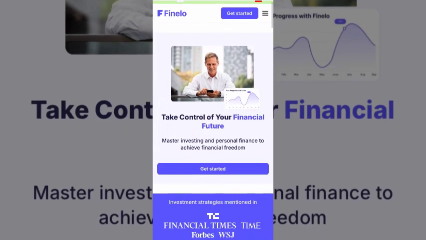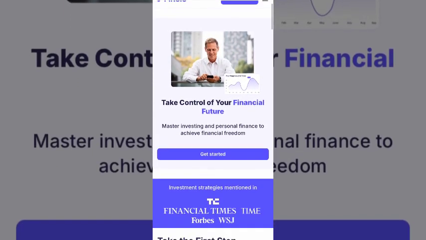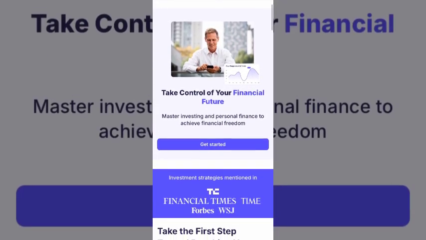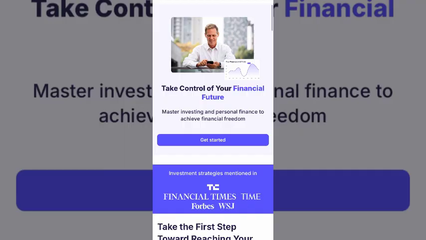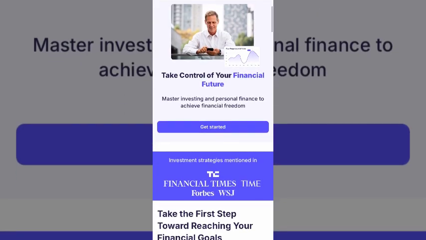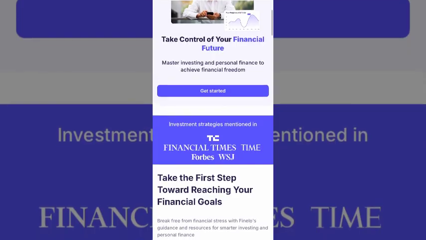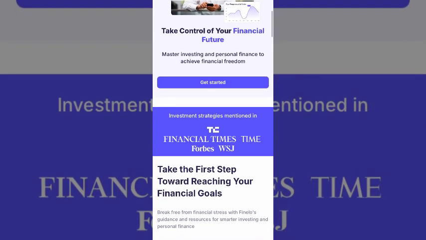You can upload or screenshot any chart, stock, crypto or forex, and the tool automatically highlights the trend, support and resistance levels, and common patterns like head and shoulders.